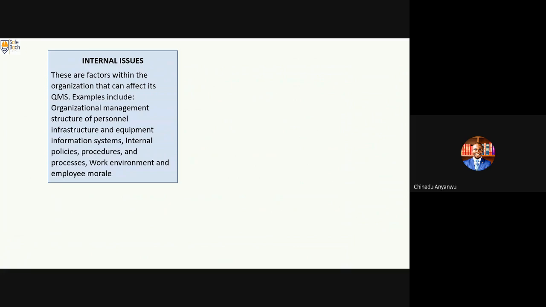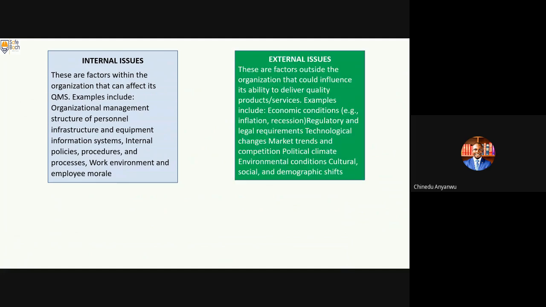Now, you need to determine, do I have the adequate internal issues to meet my customers' requirements? Or can the internal issues within my organization affect me from meeting my customers' requirements? So this is what it means to determine internal issues.